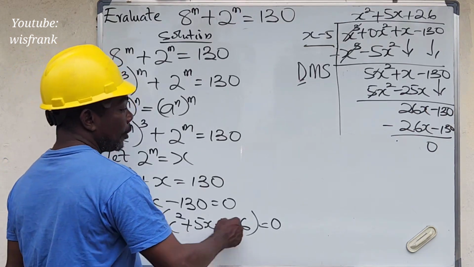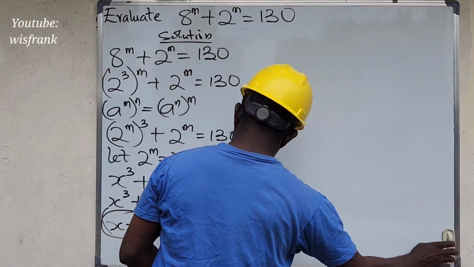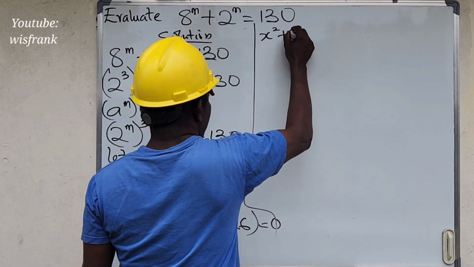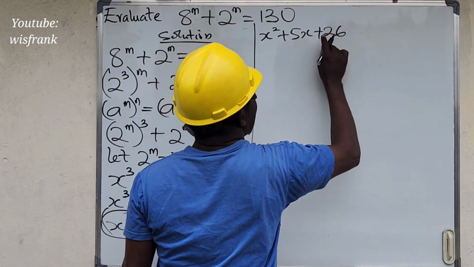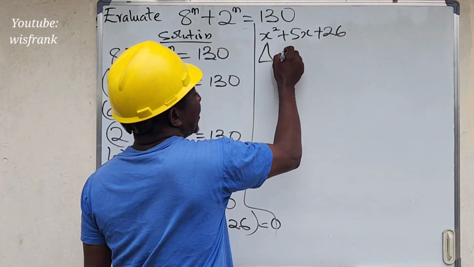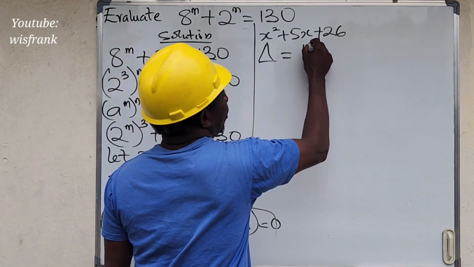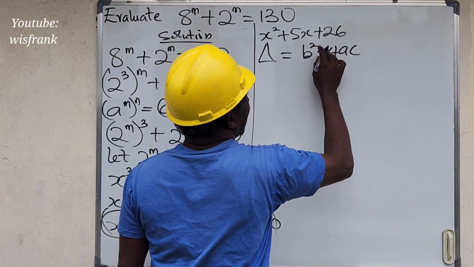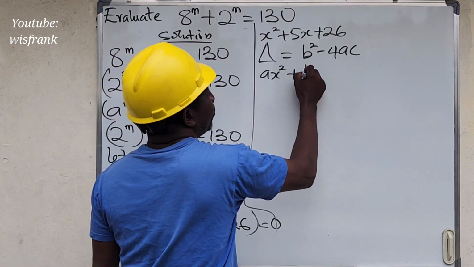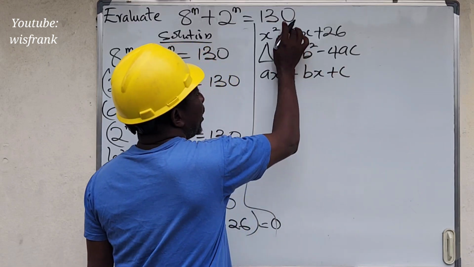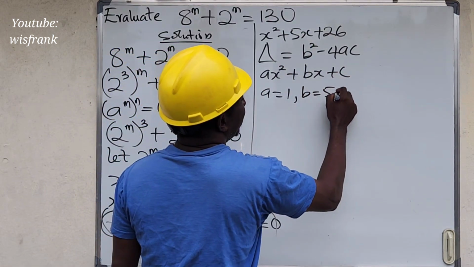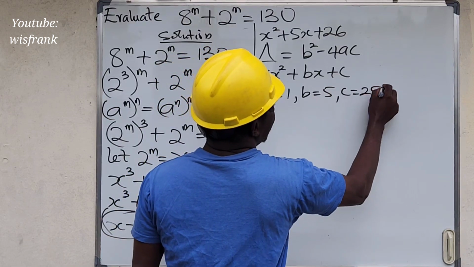How do we do that? Let us find out how we are going to check for this other side. We have here x to the power of 2 plus 5x plus 26. For us to check whether this has an imaginary root, we will use the discriminant, which equals b to the power of 2 minus 4ac. Here it is in the form of ax to the power of 2 plus bx plus c. In this equation, we have a equals 1, b equals 5, and c equals 26.